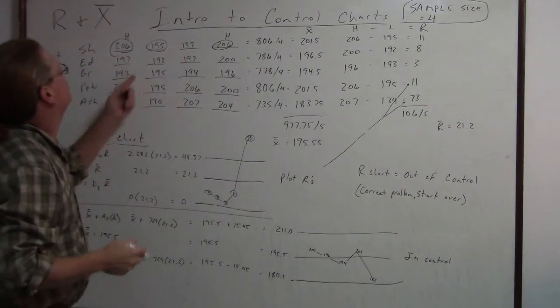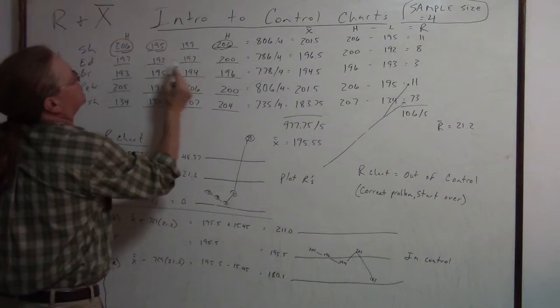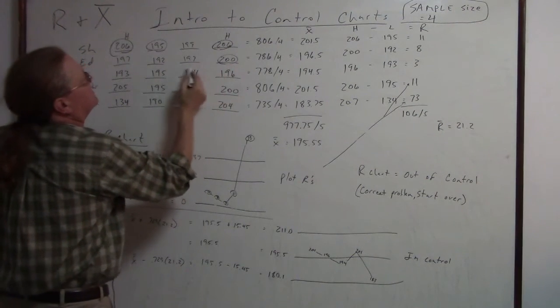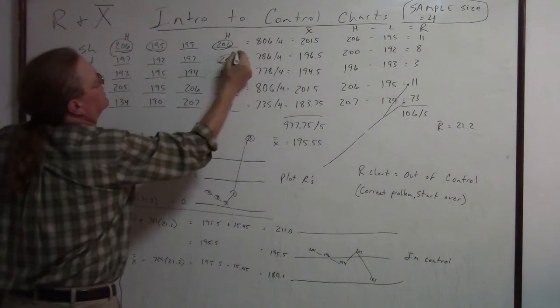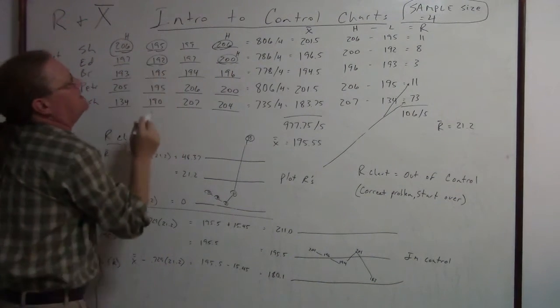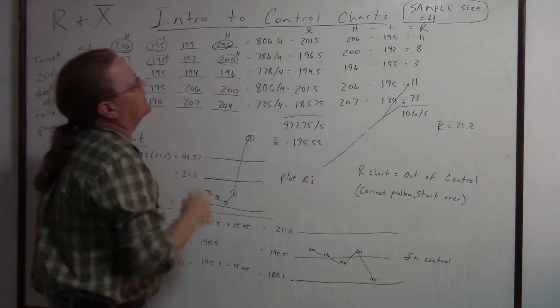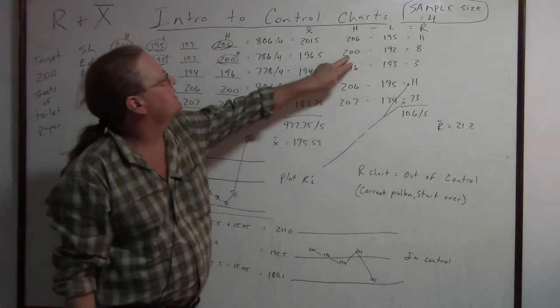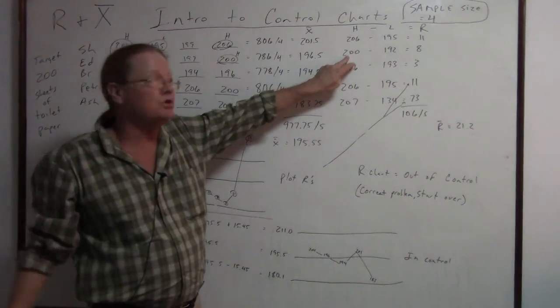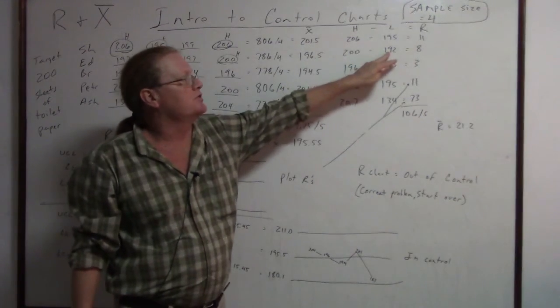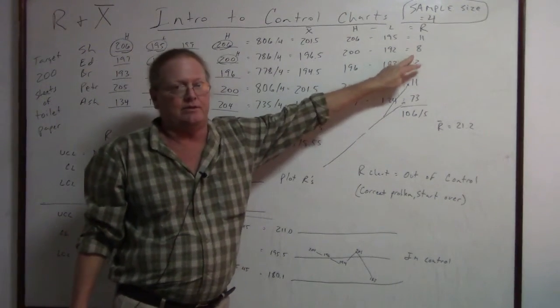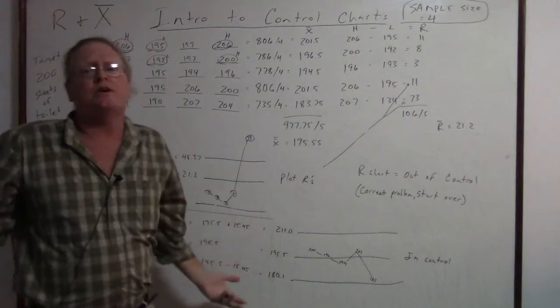Now we look at the next one. Our highest number here is 200, and our lowest is 192. So we come over here and say, well, the highest count was 200, the lowest was 192, subtract that, and we get 8. Nothing complicated about that, right?